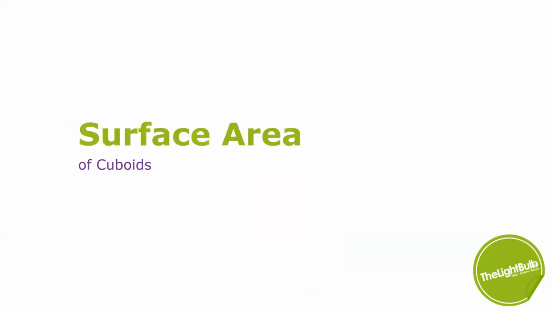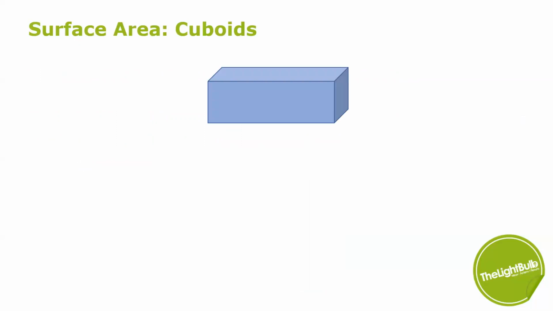So first of all, we're going to take them one by one, and we're going to look at cuboids. So here we have a box, a rectangular box. Nothing special about it, really quite ordinary. But how do we work out the surface area of this shape?